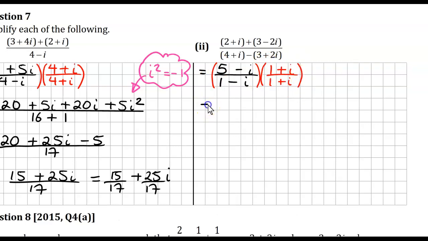Okay, so then my top is going to give me 5 by 1, which is 5, and 5 by i is going to give me 5i. Minus i by 1 is going to give me minus i. Minus i by plus i is going to give me minus i squared.